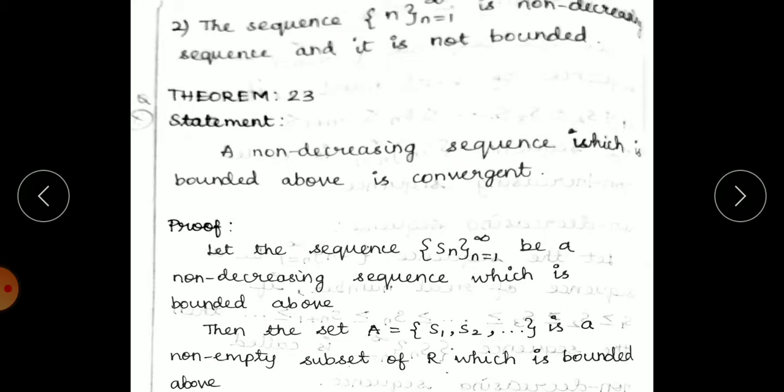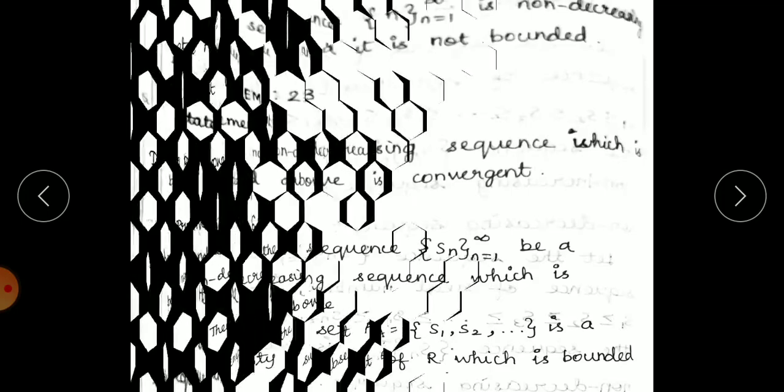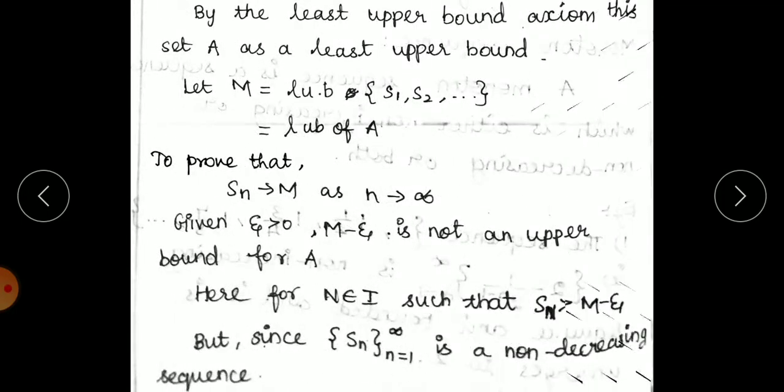Let the sequence Sn be a non-decreasing sequence which is bounded above. Then the set A equal to S1, S2, S3 and so on is a non-empty subset of R. Non-empty set in the sense it has some elements which is bounded above. So we know that by the least upper bound axiom, the set A has at least a least upper bound. So let us take M equal to the LUB of A, that is the set we have taken. That can be named as capital M.